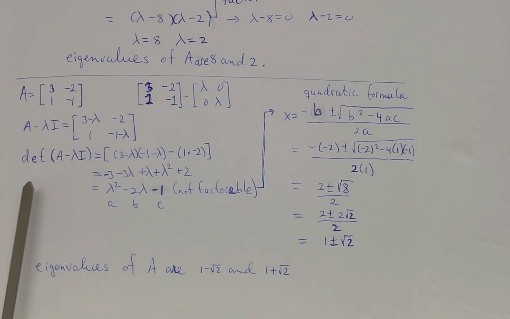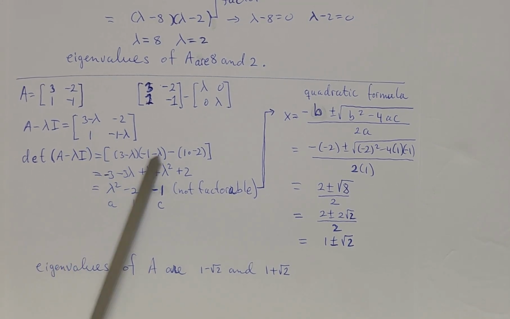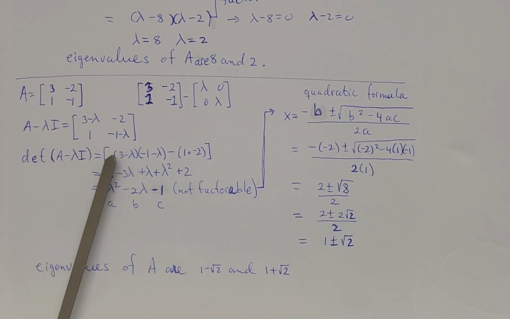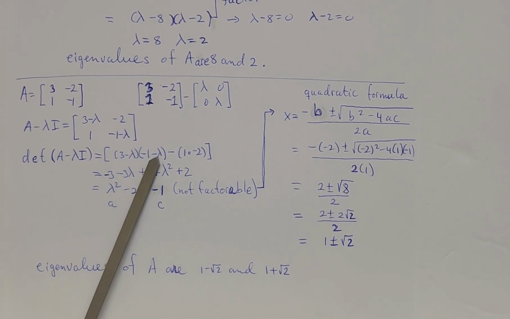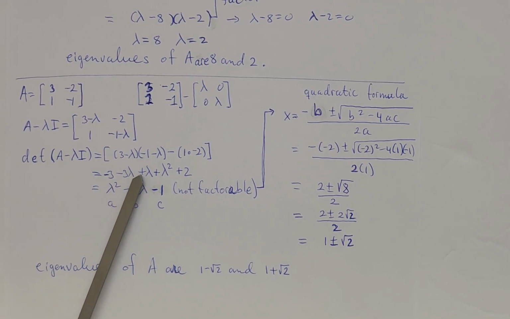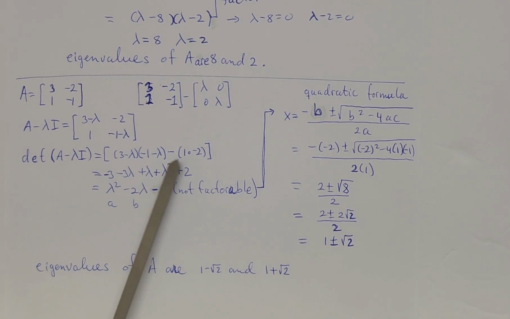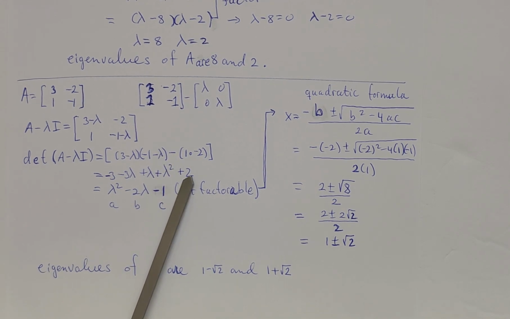After that, find the determinant of it. So A times D, which is this, minus B times C, which is this here. So 3 times negative 1 is negative 3. 3 times negative lambda is this right here. Negative lambda times negative 1 is positive lambda. Negative lambda times negative lambda gives me positive lambda squared. This right here gives me negative 2, but I have another negative to become positive 2.